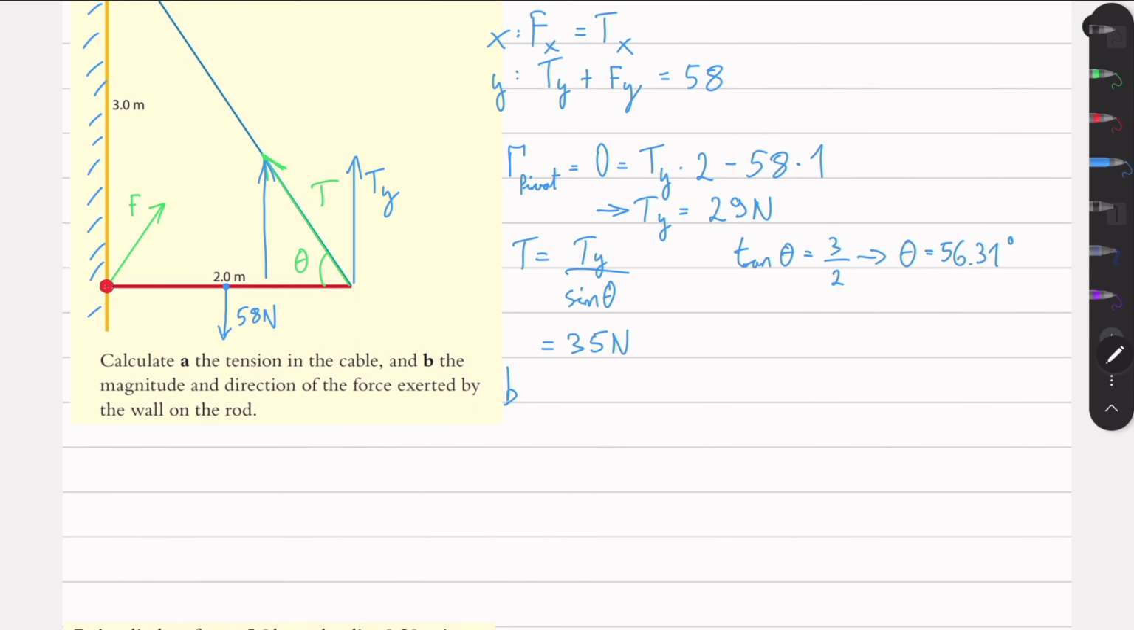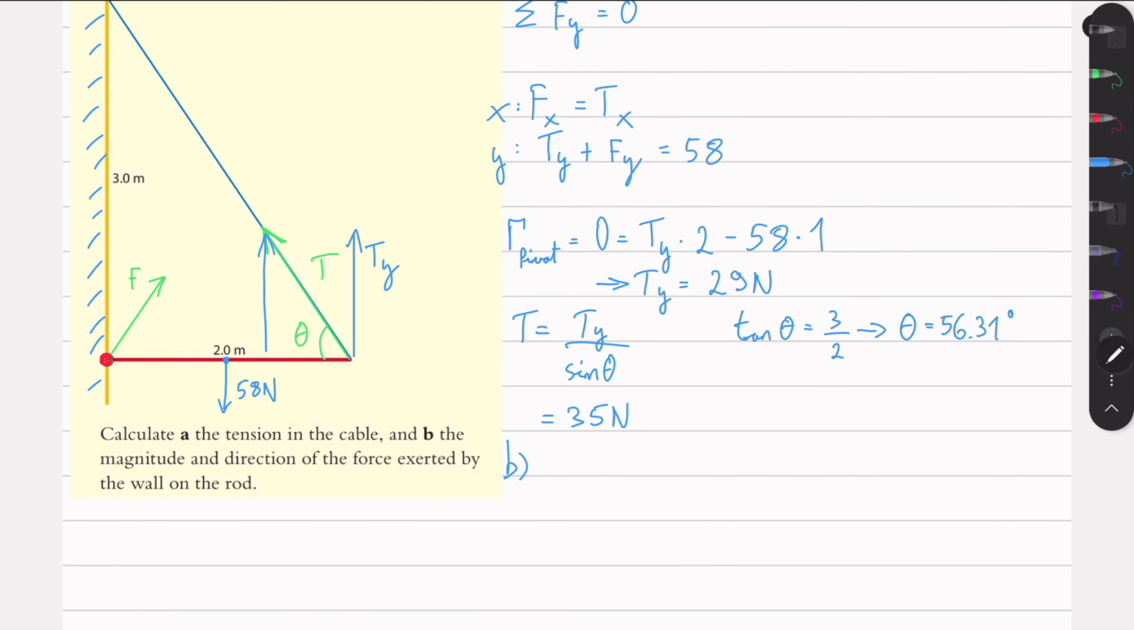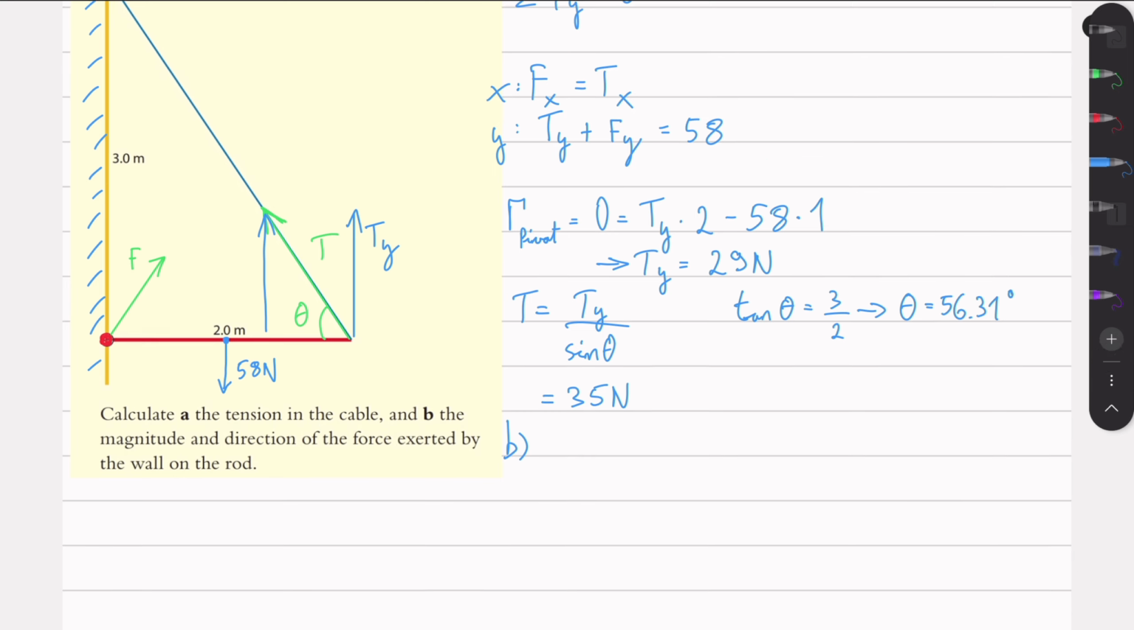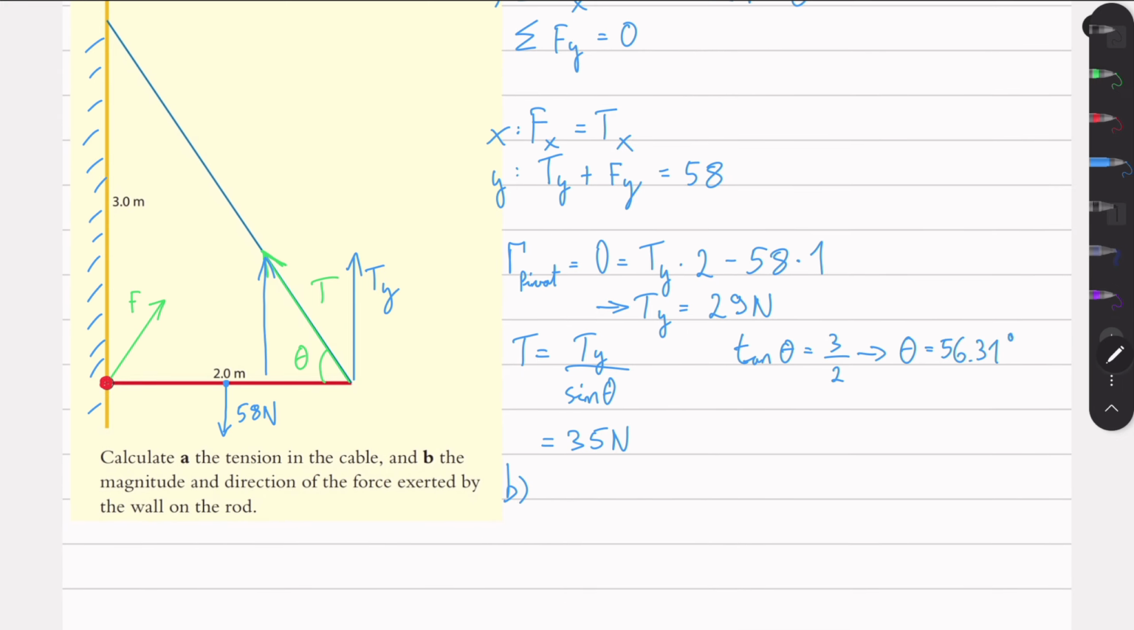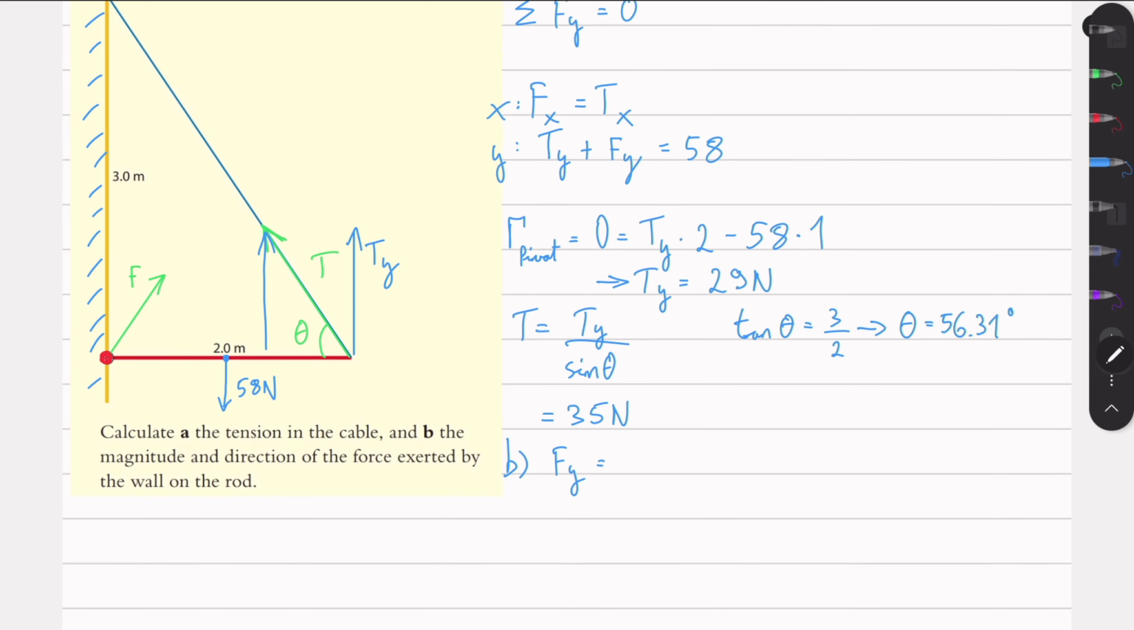And then for part B, we need to calculate the magnitude and the direction of this force exerted by the wall on the rod. To do this, we have already written up the equations we need. We simply need to plug it in. So from this we can find Fy. We already know Ty. So Fy is simply 58 minus 29, so that will be 29 newtons.